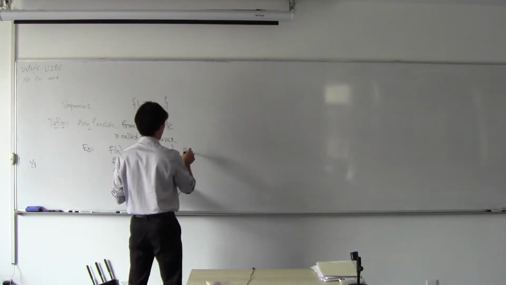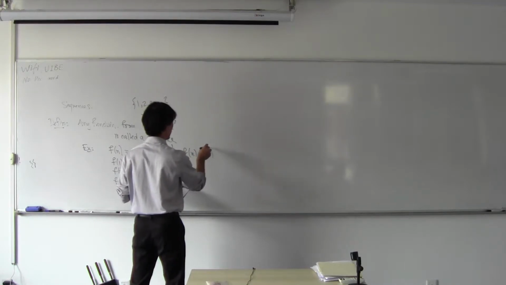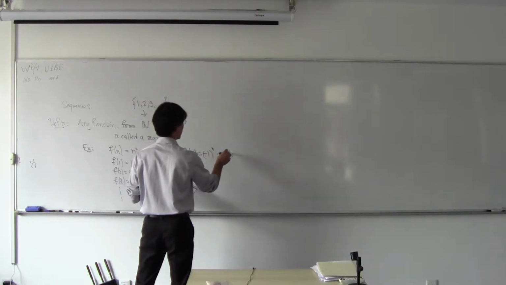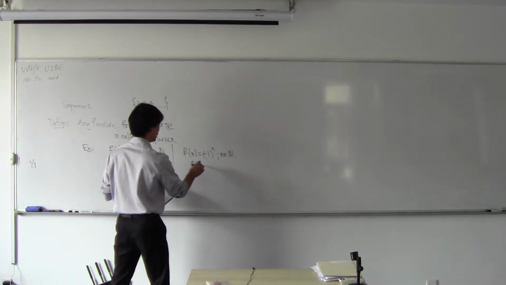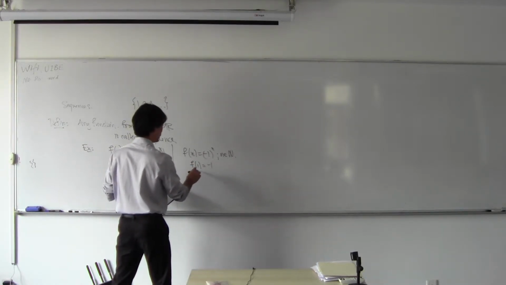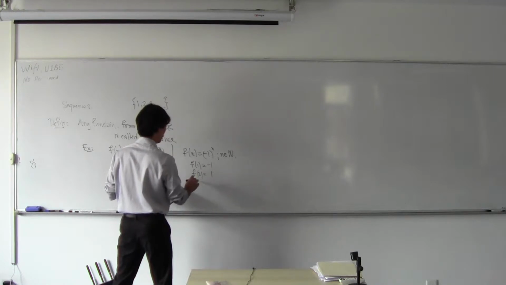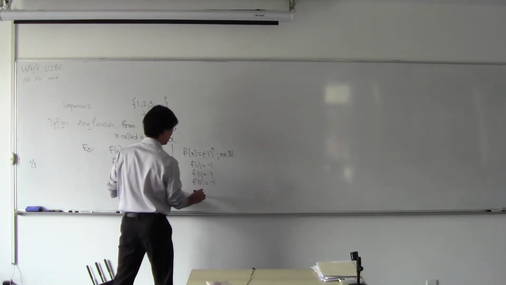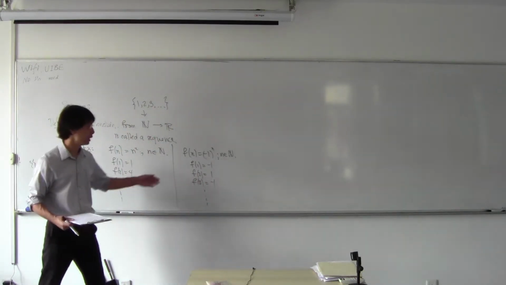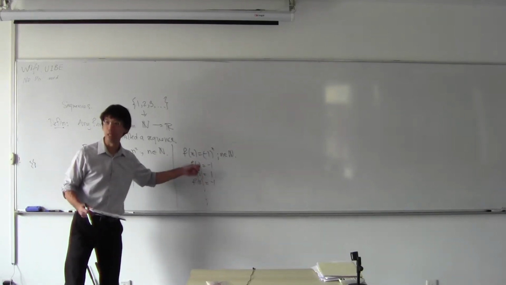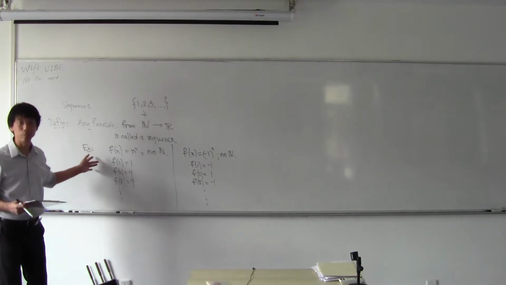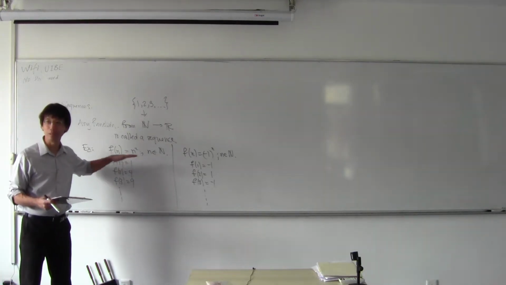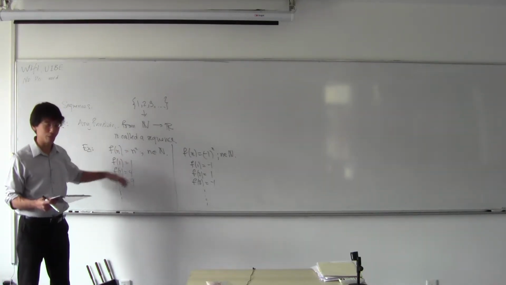Or if I say f of n is (-1)^n, for n in the natural numbers, then f of 1 is -1, f of 2 is 1, f of 3 is -1, and so on and so forth. So this would be -1, 1, -1, 1, -1, 1, going on forever. So these are examples of sequences. You have some intuition of what a sequence is.